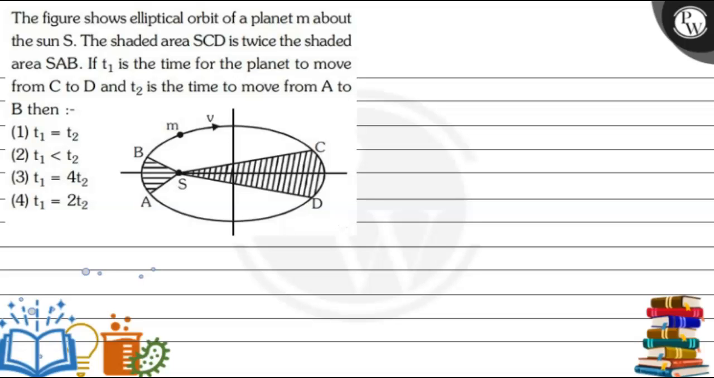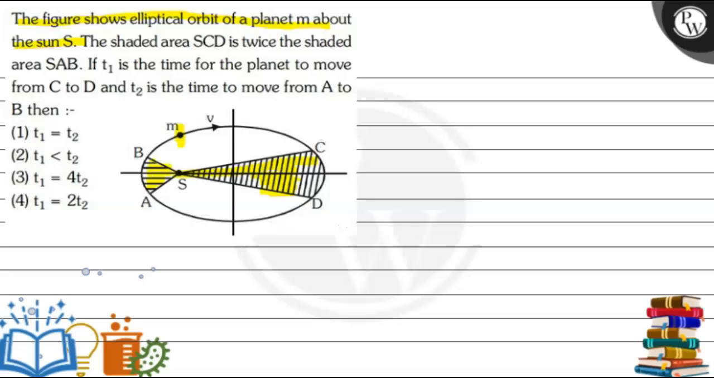लो बच्चों, let's see the question. The figure shows the elliptical orbit of a planet small m about the sun S. Okay, this is the figure in which the small m is the planet which is revolving around the sun in an elliptical orbit. The shaded area SCD is twice the shaded area SAB.